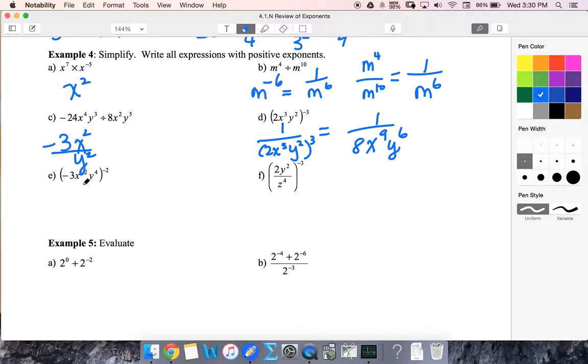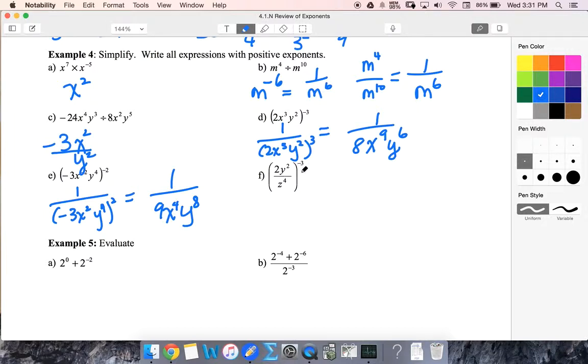Negative 3x squared, y to the 4th to the negative 2. 1 over negative 3x squared, y to the 4th squared. Notice this negative is a negative number. It's not an exponent. So it still is negative down here when I move it to the denominator. But now negative 3 squared is positive 9. X squared squared, y to the 4th squared, y to the 8th.